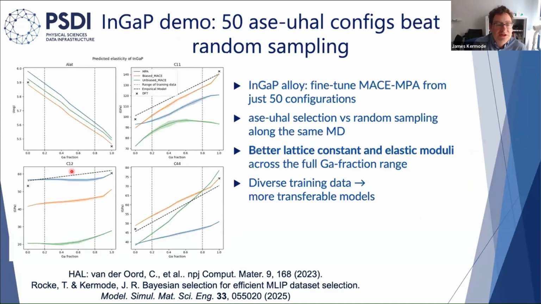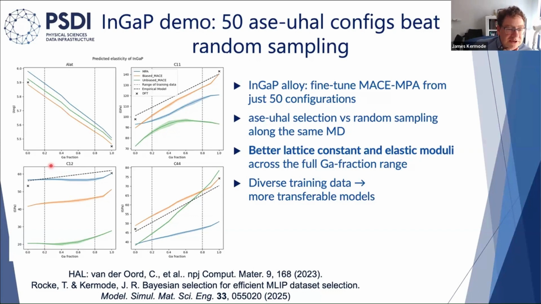This is the demonstration application showing that this is working fairly well. So this is the ternary indium gallium phosphide system, starting from a good foundation model, the MACE MPA model, which is generally good, but not giving a perfect description of this particular material. And then using the biased dynamics to pick out just 50 configurations, which are evaluated with DFT, added to the training set and used to perform fine tuning.